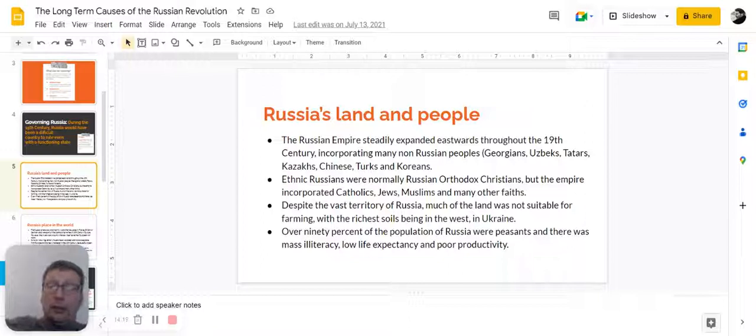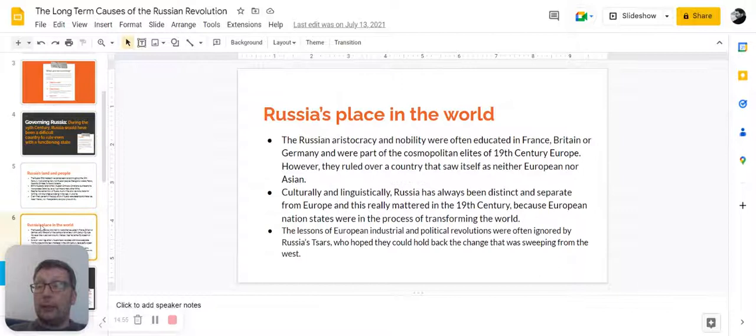The fact that you get a large number of peasants, most of them illiterate, that have low life expectancy and poor productivity, i.e. they don't farm particularly well, they farm in a very weak and inefficient way, which we'll look at in the next video. This means that despite its size and despite its population, Russia fails to break out of the poverty trap or the development trap, and fails to become like a modern European nation.